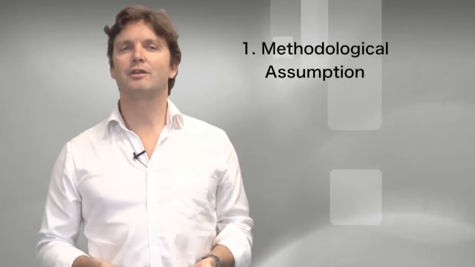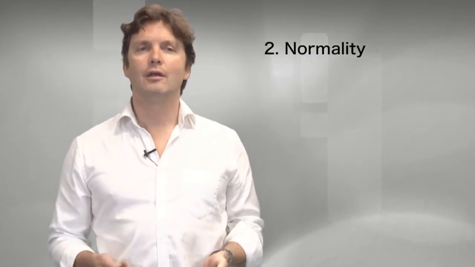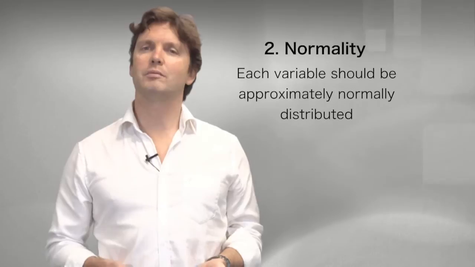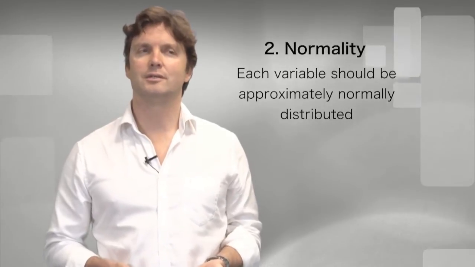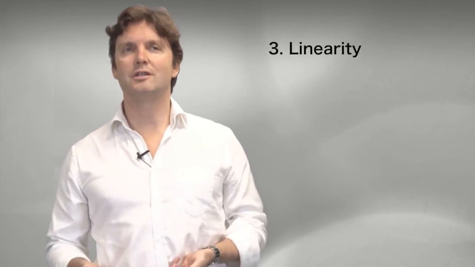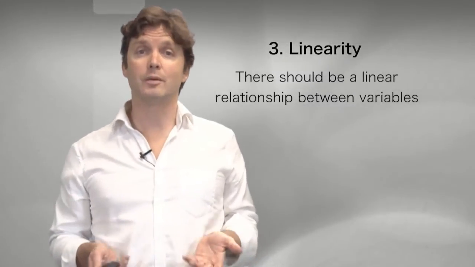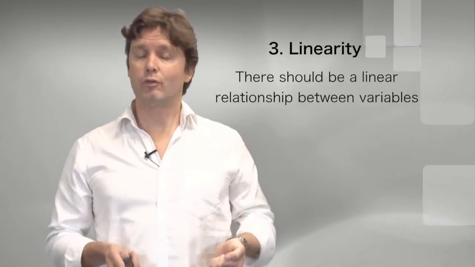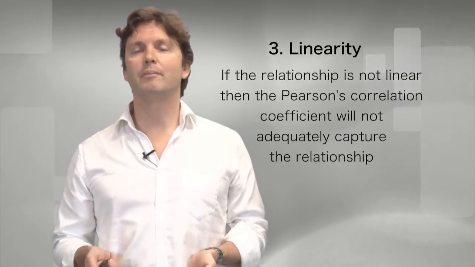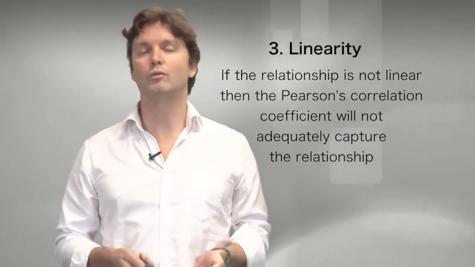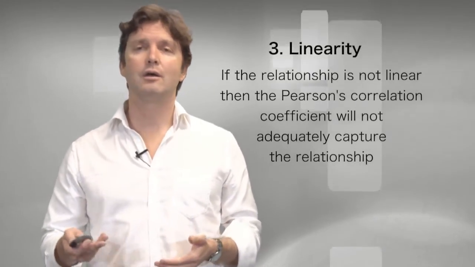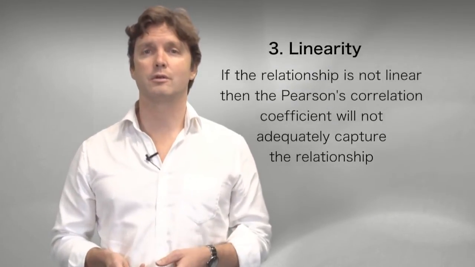The second assumption investigates normality. So each variable should be approximately normally distributed. The third assumption looks at the assumption of linearity. So there should be a linear relationship between the variables. If the relationship's not linear, then the Pearson's correlation coefficient will not adequately capture the relationship between those variables.